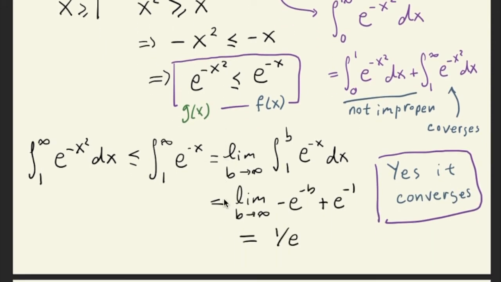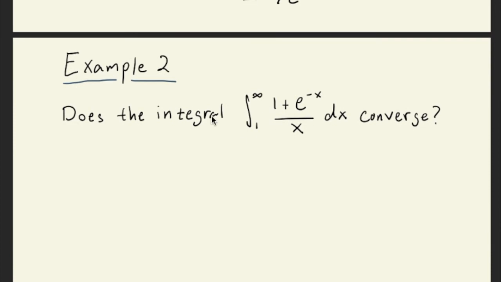All right, let's do one more example. Example 2: does this integral converge? 1 plus e to the negative x over x. So again, you can try to find an antiderivative for this function by hand, and you might be able to, perhaps. I'm not sure, but it's not easy. But the easy thing to see is that 1 plus e to the negative x is always a positive number.